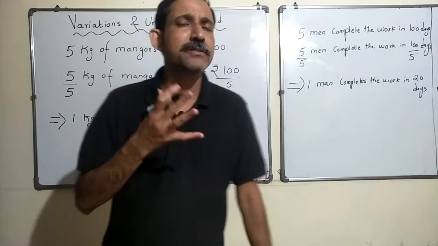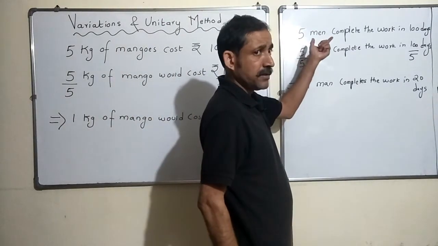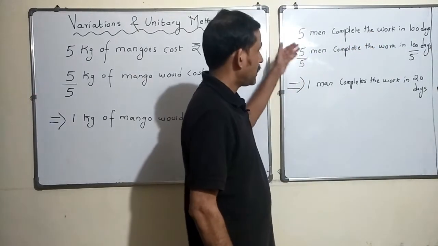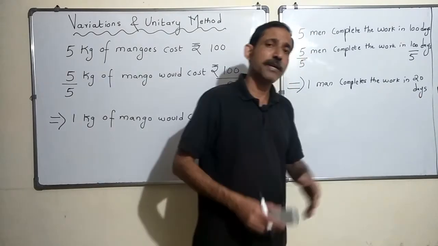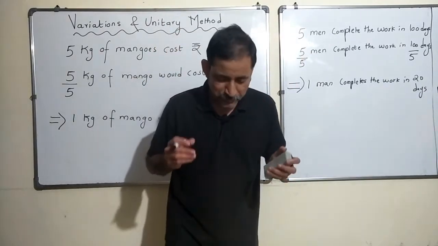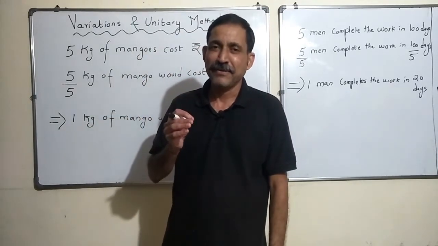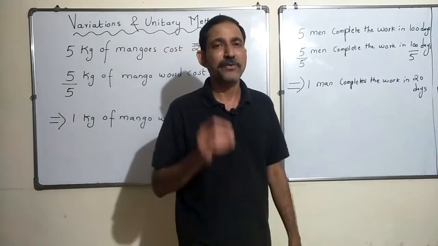I think we are missing something here. You need 5 men to complete the work in 100 days, but if it is one man, he can complete the work in 20 days. How is that even possible? Right? So this is where the concept of variation comes into picture.